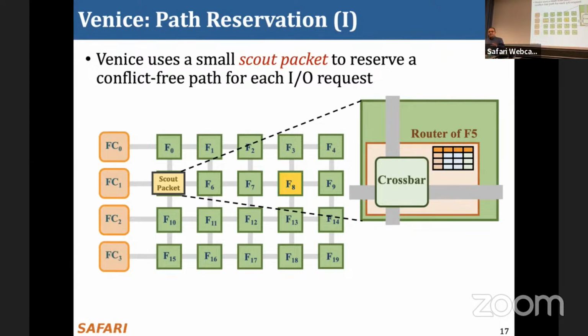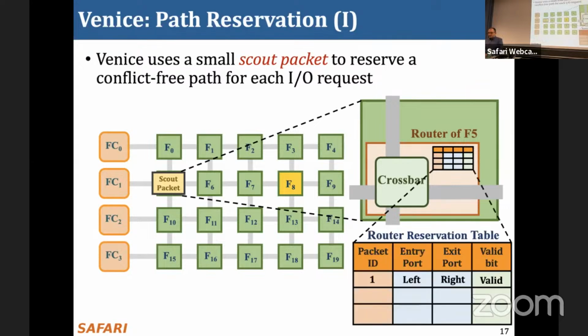We're going to also have a lecture on interconnect, and you're going to learn a lot about interconnection network terminology. But I think crossbar is not something so strange for you, right? You can consider a crossbar as several multiplexers, essentially. This is also the router reservation table, where we keep the entry port and exit port, and also whether it is valid or not.